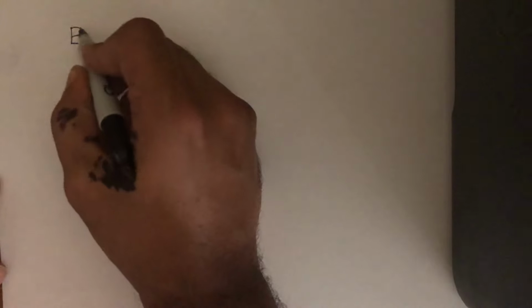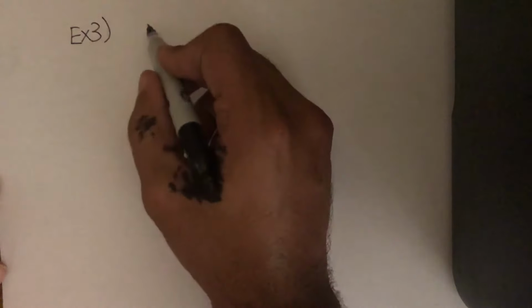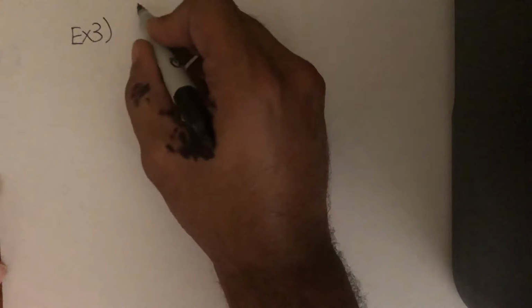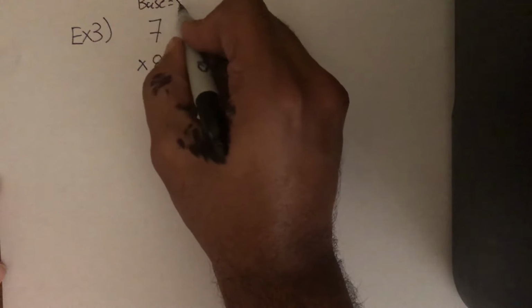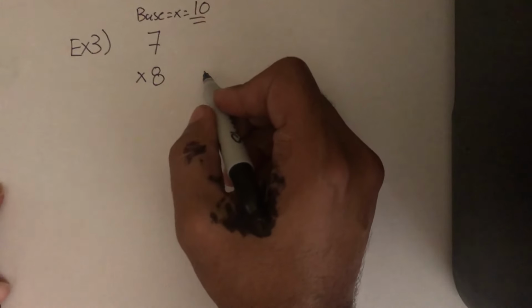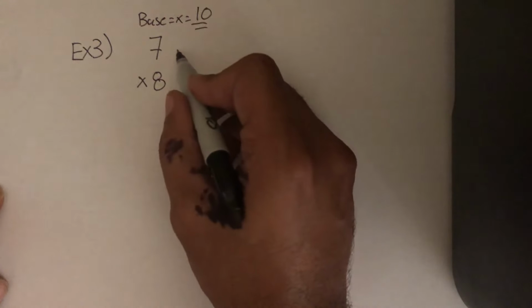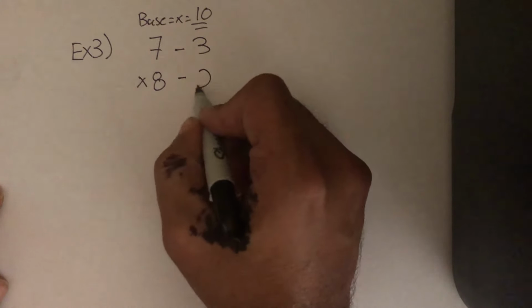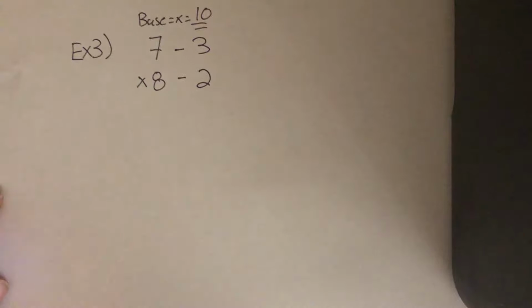So we're at example 3. Now let me say 7 times 8. So my base is 10. My base is x, and that's 10. So how far is 7 from 10? That's going to be my A. That's 3 away. How far is 8 from 10? 2 away. Now remember how we get the first part of the answer?